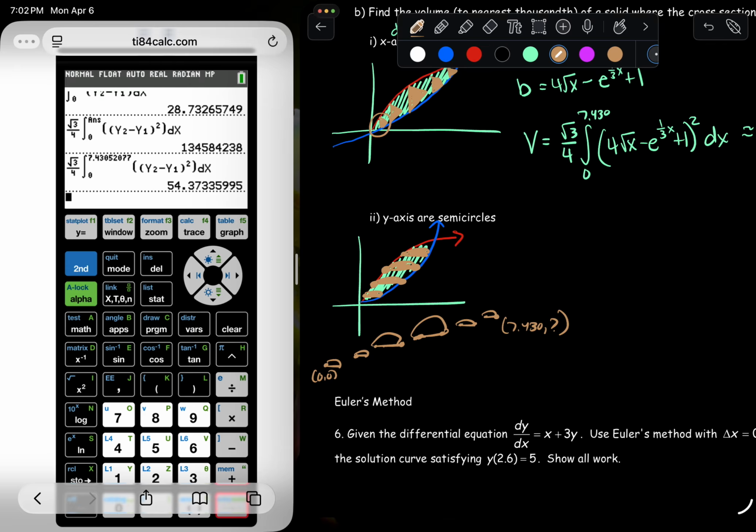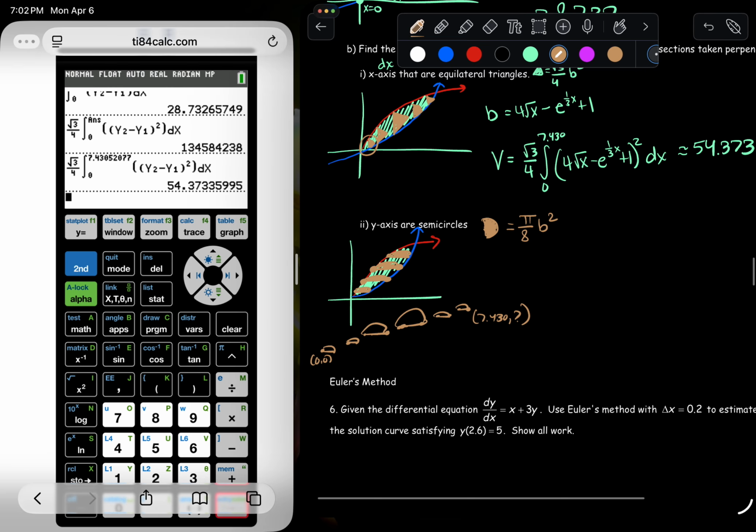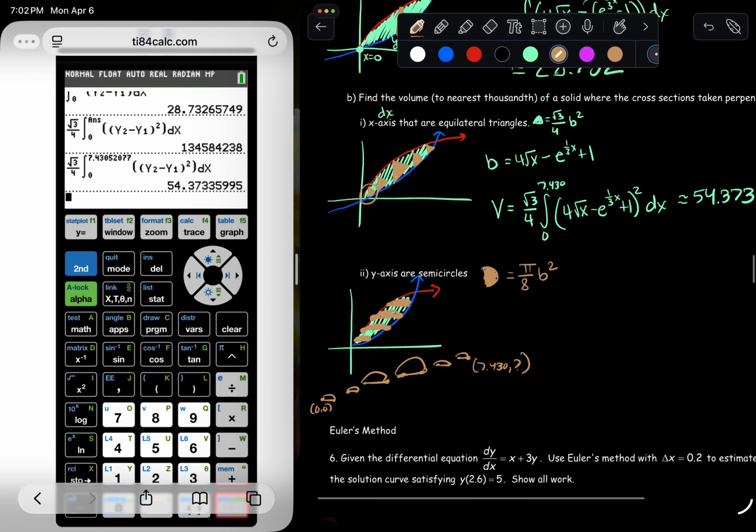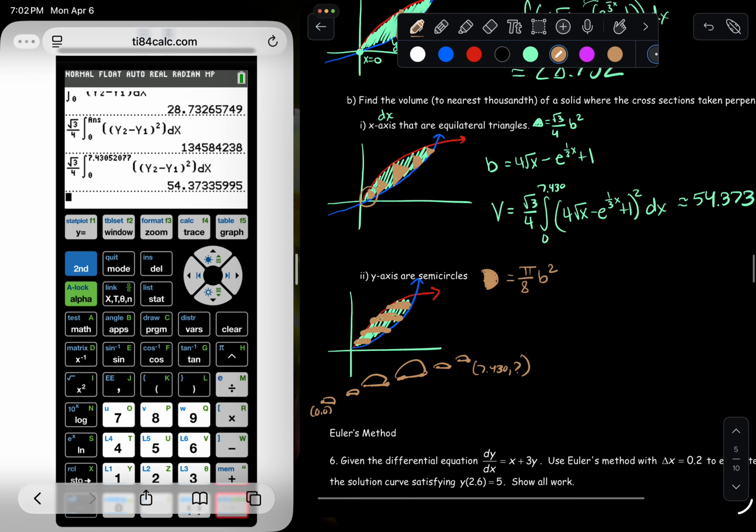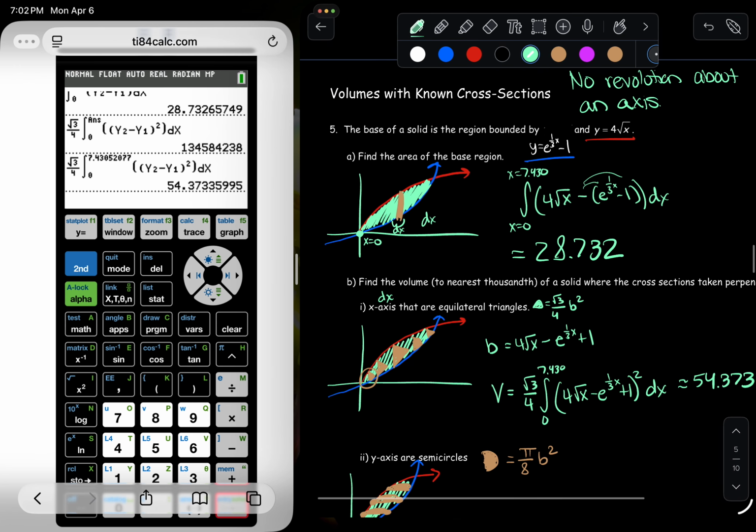All right, so the area for a semicircle, again, if you want to get all of that, you can go back to the unit and look for the explanation. It's on the same page as the equilateral triangle. The formula for this is pi over 8 b squared. But also, we need to rewrite this so that both expressions are in terms of y because they are perpendicular to the y-axis.